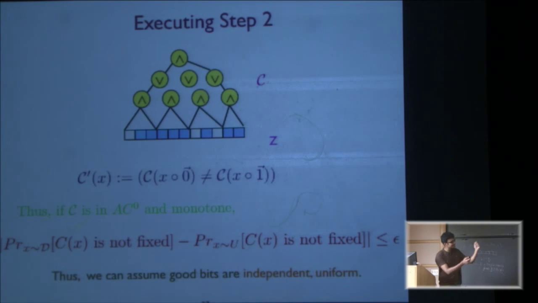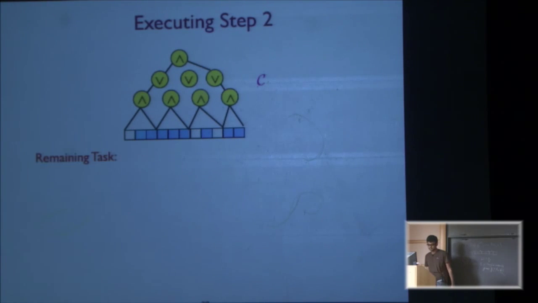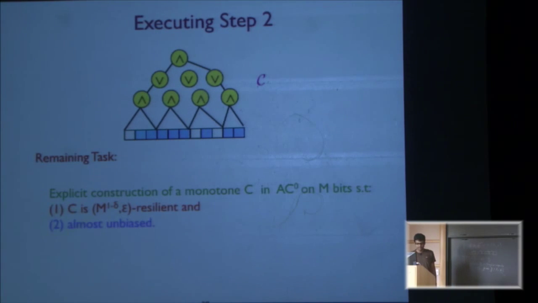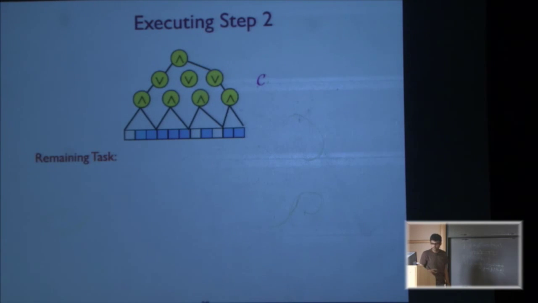All right. So if we have such an extractor, then we can assume that the good bits are independent and uniform. So to recap, we want such a resilient function which is also unbiased. What is the almost unbiased property? When you want to prove that the probability that your function takes value 1 is close to half, then you use the bias of the function.